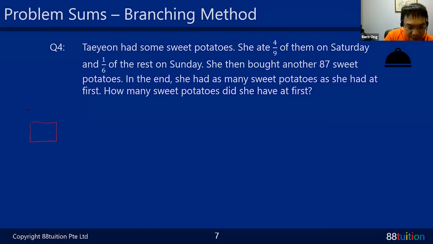This is like the total. All right, total, and one whole. All right, yes, you can draw a model, definitely. However, as I say, can you look at the heading? Problem sums, branching method, right? So I need to use some branching method. All right, if not, people are not happy. So one whole, what happened here?